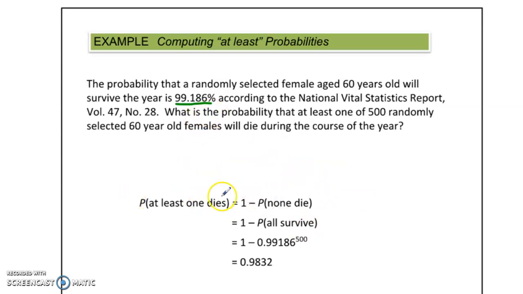So what we're going to do instead is abuse this rule. This is the complements rule that we learned about before. The probability that at least one person dies is equal to 1 minus the probability that nobody dies. Well, the probability that nobody dies is all of these numbers multiplied together, 0.99186 to the 500th power. This is the probability that all the women survive. It's fairly low, because if you talk about 500 randomly selected women, the probability is that this year one of them is going to die, unfortunately. If we subtract that from 1, we get 0.9832, which means there's a 98.32% chance that at least one of these women is going to pass away during the course of the year.